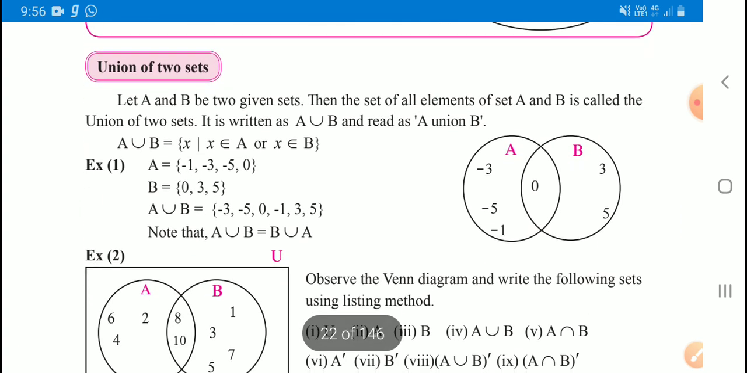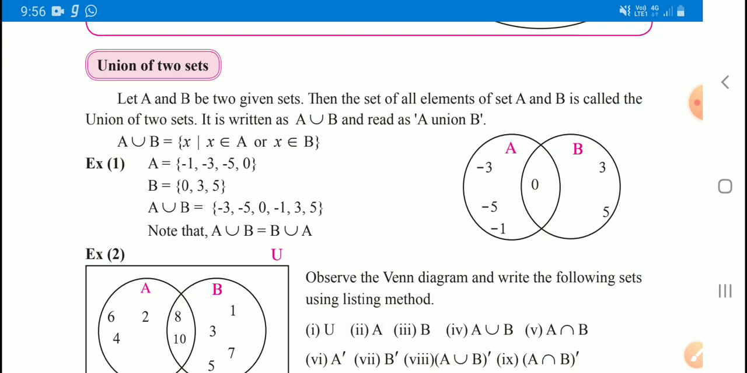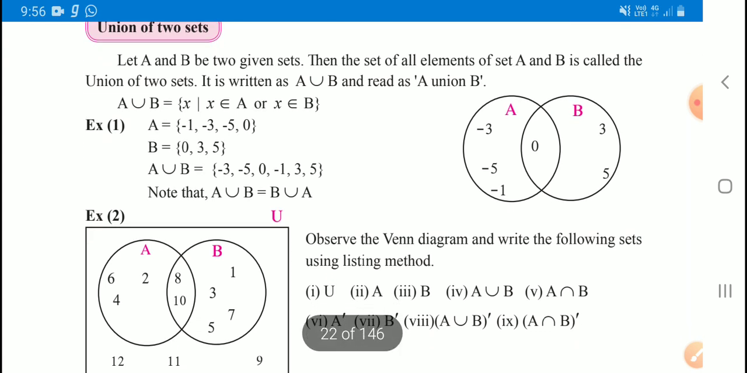Next point is union of two sets. Let A and B be the two given sets. Then the set of all elements of set A and set B is called the union of two sets. It is written as A, then the U sign we are using here, B, and we read it as A union B. So A union B is equal to the set of all x such that x belongs to A or x belongs to B. Means if we combine the elements from set A and set B, we will get A union B.